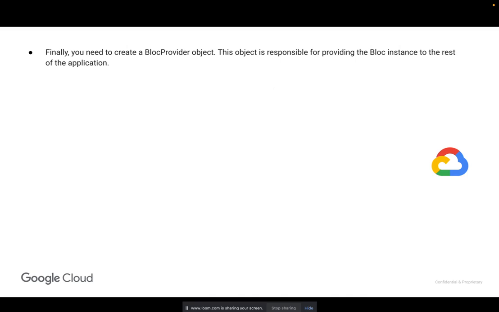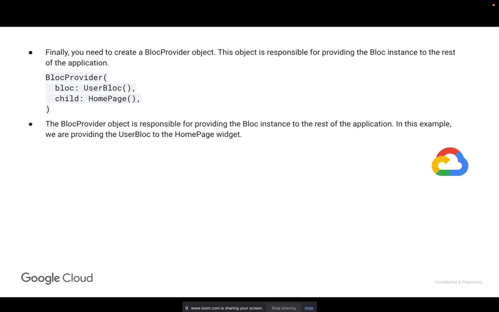Finally, you need to create a BlocProvider object. This object is responsible for providing the Bloc instance to the rest of the application. For example, if you want to use the UserBloc in the homepage widget, you would create a BlocProvider object like this. The BlocProvider object is responsible for providing the Bloc instance to the rest of the application. In this example, we are providing the UserBloc to the homepage widget.